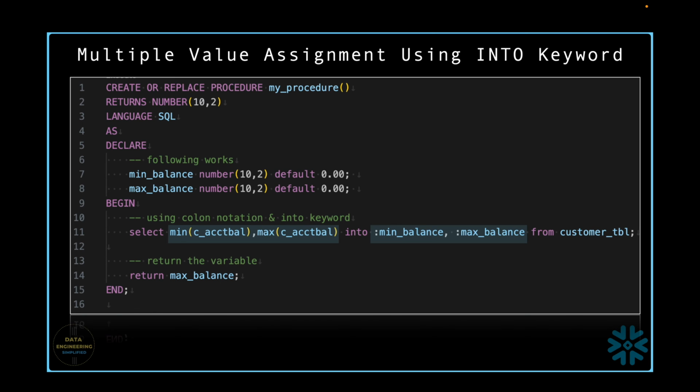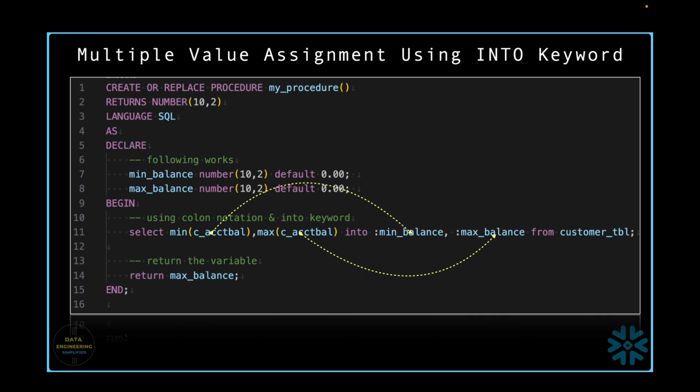Here, the select statement must return a single row, and the first value from the select clause gets assigned to the first variable after the into keyword, and the second value from the select clause gets assigned to the second variable after the into keyword. So the number of select expressions or values must match the number of variables, else this Snowflake script statement ends with an error.